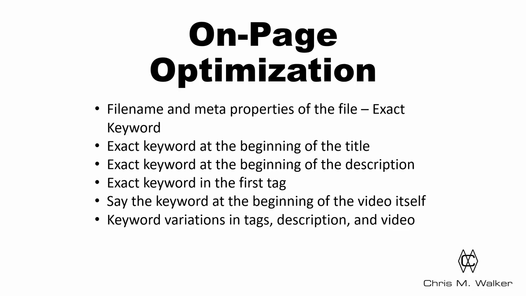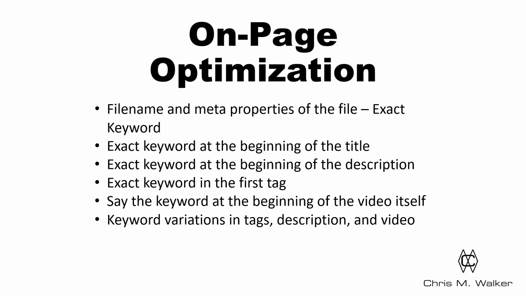That helps Google, and YouTube's owned by Google, so if I say Google, I mean YouTube. It helps YouTube understand what the video is about and then kind of read it from there. You want the exact keyword in the first tag of the video. Tags are kind of an outdated technique for ranking, but they still do have a little bit of it, and you want the exact keyword in the very first tag. Then you want to say the keyword at the beginning of the video itself. There I go again. YouTube can actually understand that, and it helps rank it, and it can help set your closed captionings and things like that as well.